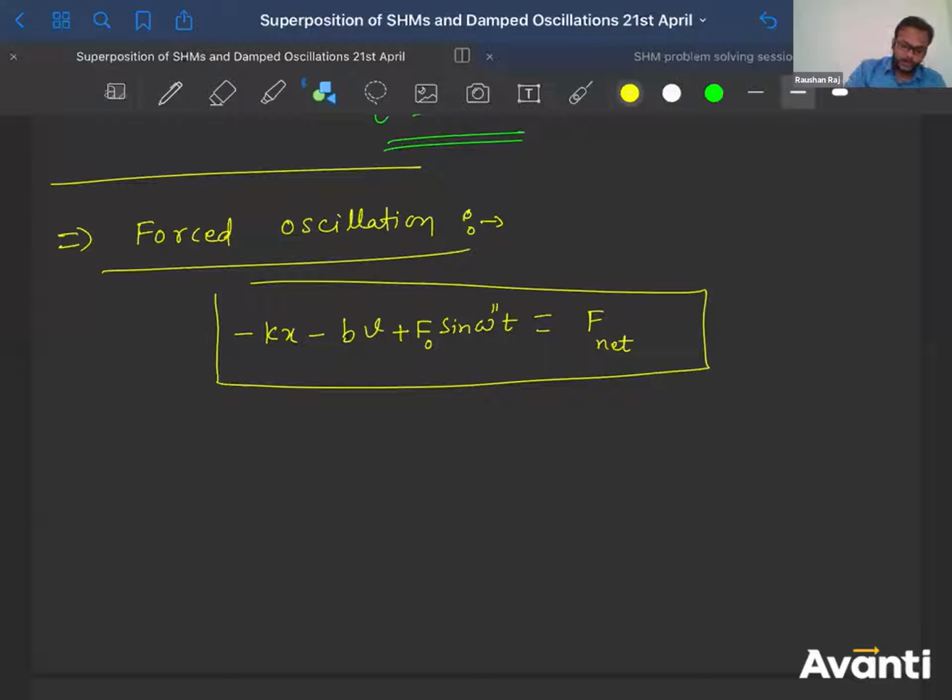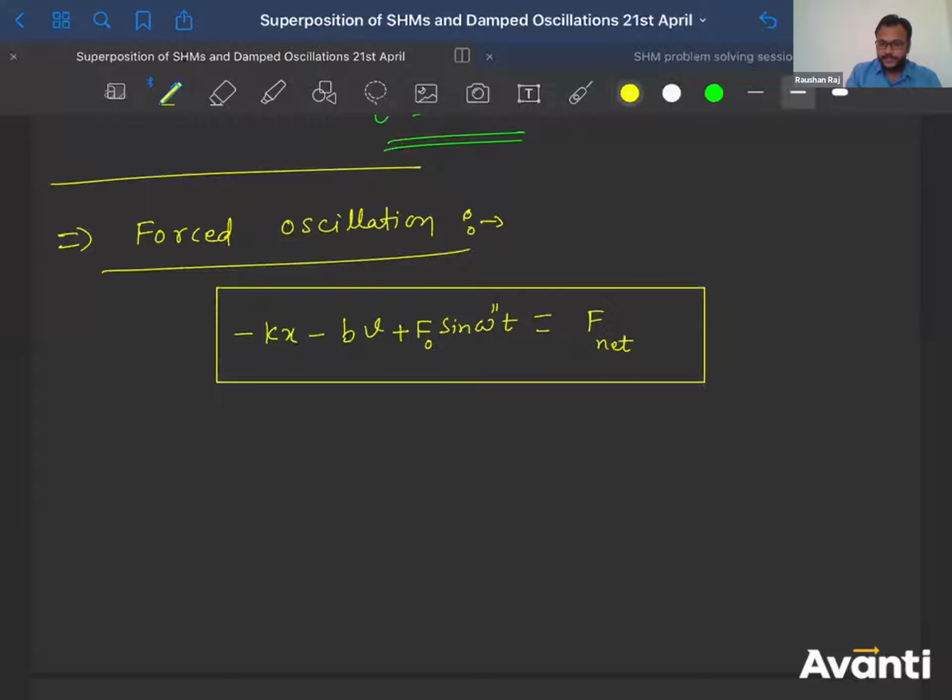Now when you are going to solve this equation, how do you solve that? Minus kx minus b into v, which can be written as dx by dt, plus f naught sine omega double dash t, is equal to f naught, which can be written as m into d2x by dt square. Once you write that, you are going to get a differential equation.